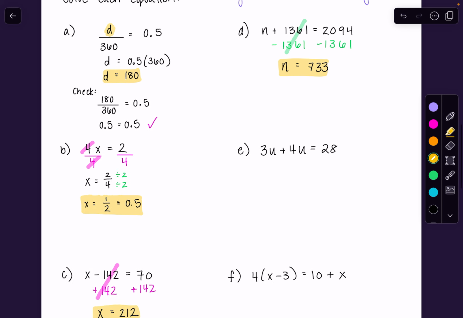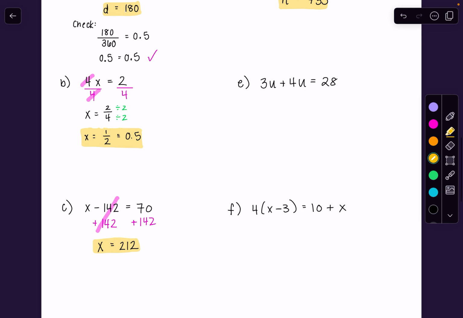Now, when you start getting more complicated, if you look at these next two problems, there's multiple instances of the variable. It's still the same idea. You have to get the variable by itself. So if you noticed on all of these, you're isolating that x or whatever component it is.